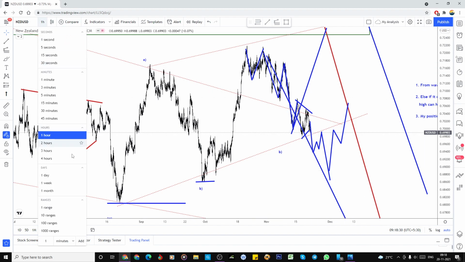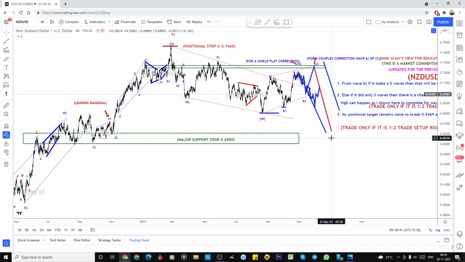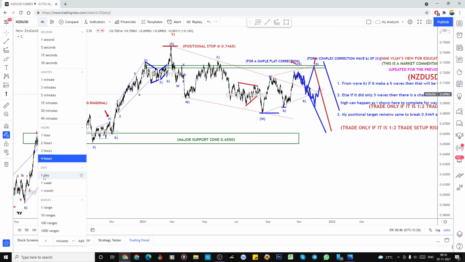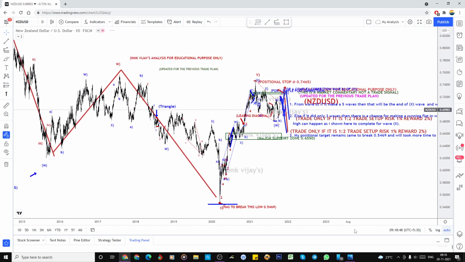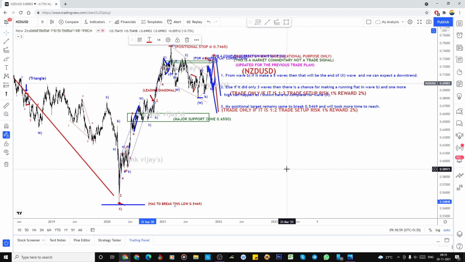So you have to understand what I'm trying to explain. Whether there is a chance of making one more low, it can be, or it is the end of the X, which means it can be a downside. But my positional view is, it has to break the previous low of this one, 5.4. Whether it is going to break, yes, it has to, as per my view. But everybody will have a question mark. No, it is impossible. I don't know about that.